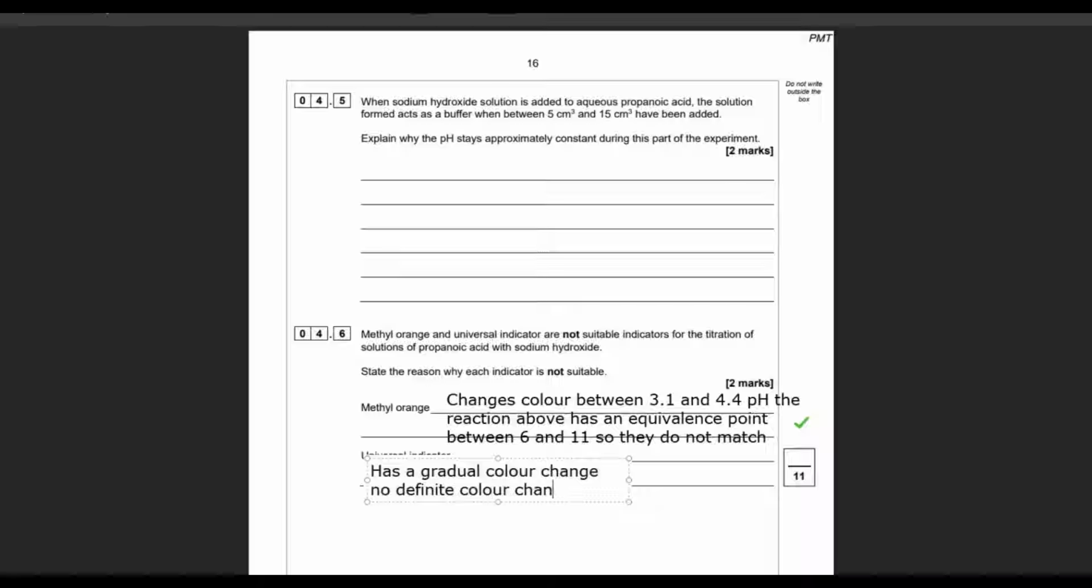Right, universal indicator is rubbish for any titration regardless of the pH curve, and it's because universal indicator has a gradual change in color, no definite change in color at a specific pH. So it goes like from green to blue, so it's very subjective as to whether it's changed color. There's no clear definite change.